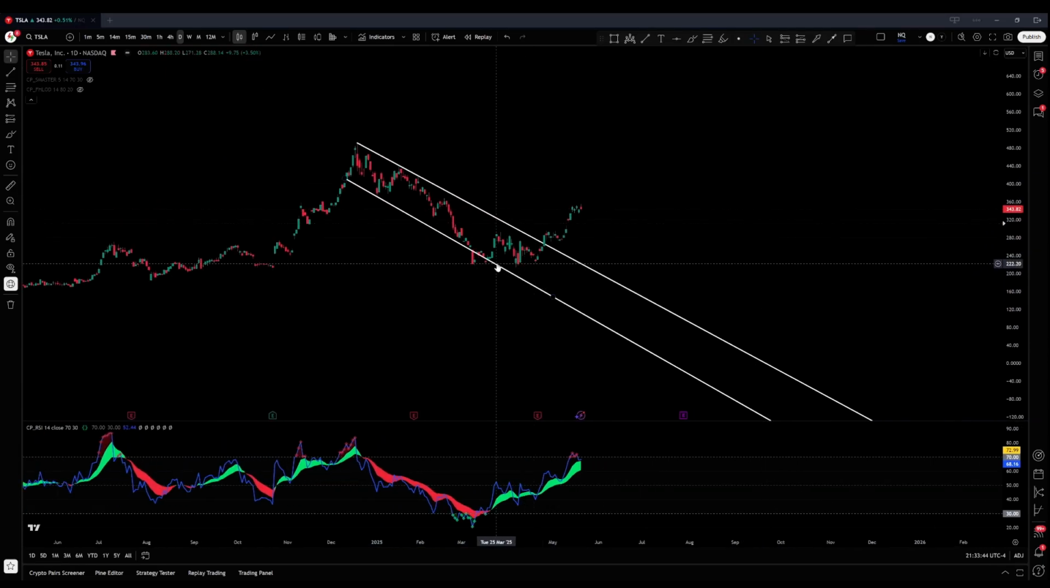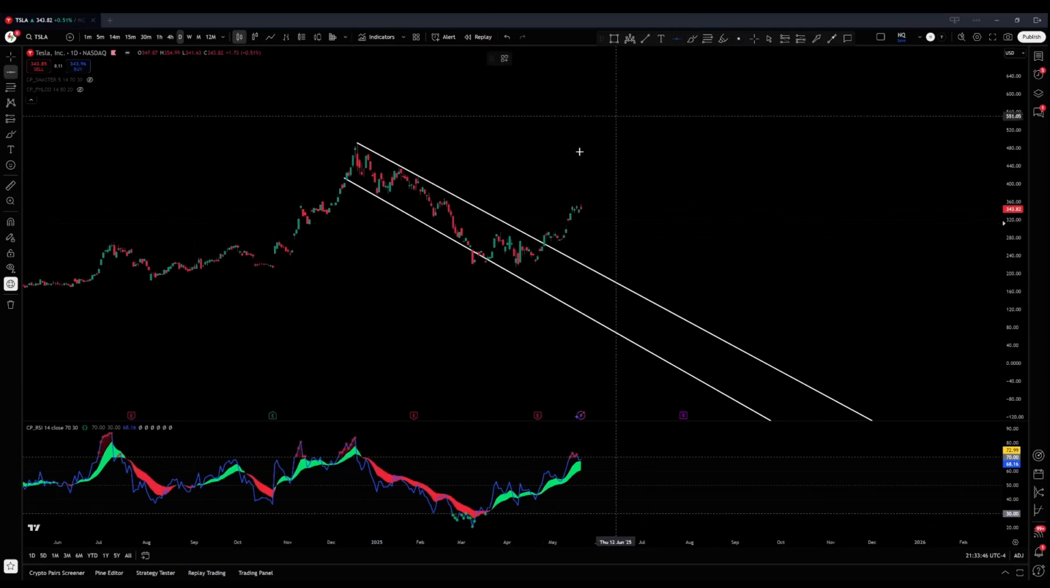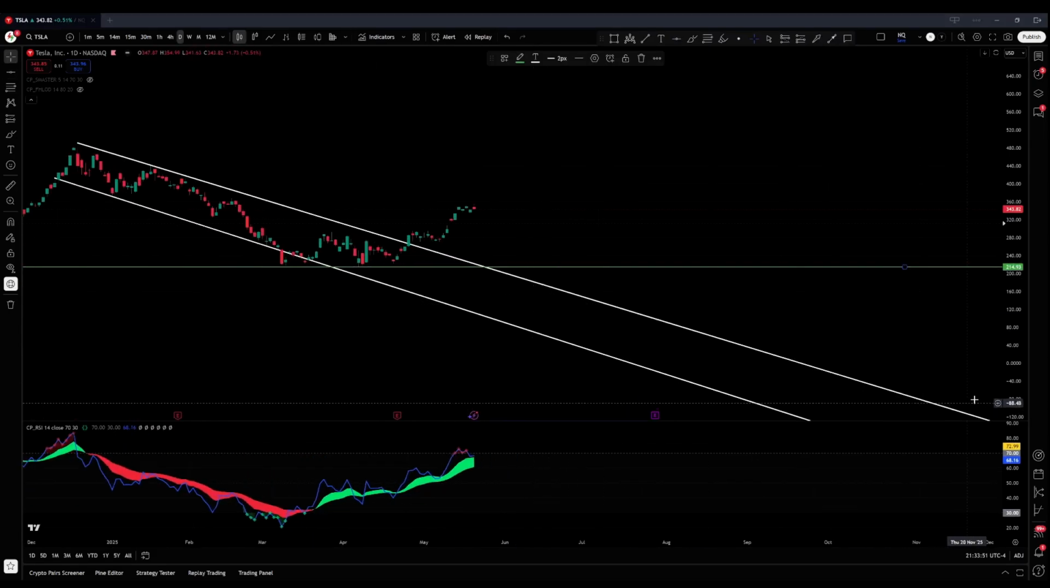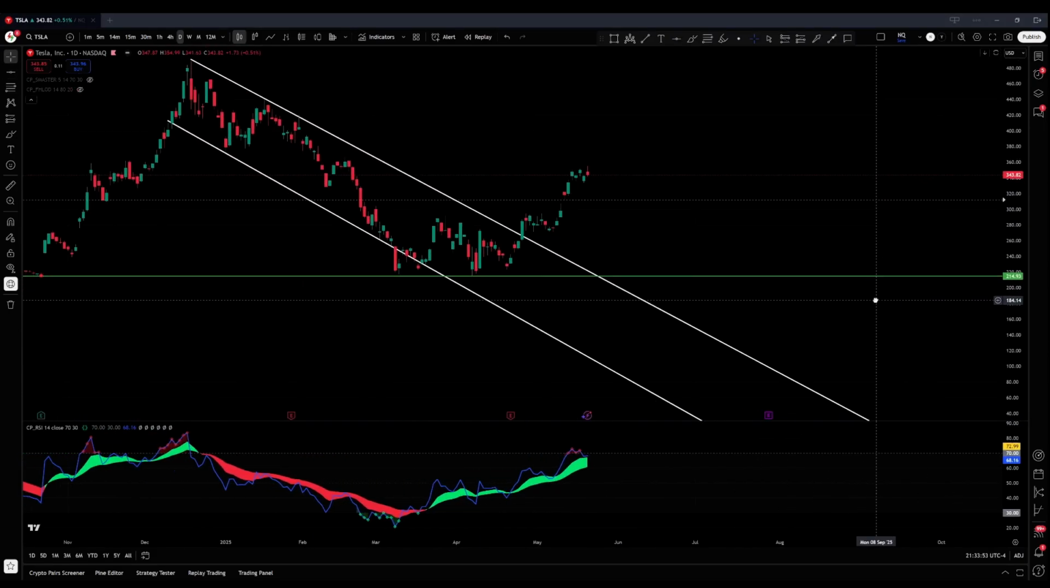Now, Tesla, there's a support area right here. Why? Because again, when you see two or more pivot points, that will establish where you draw your lines. Again, trend lines are always diagonal. They're never horizontal or vertical. Horizontal ones are always support and resistance lines. We have a support line here.